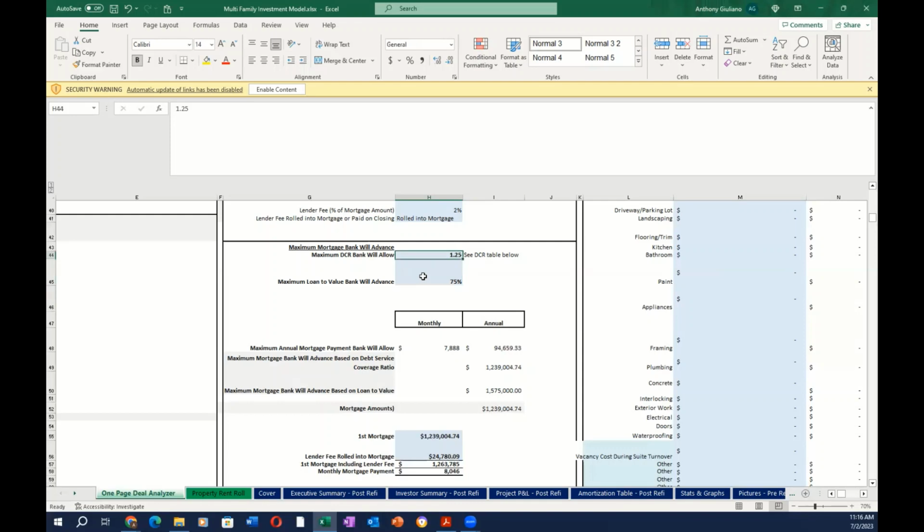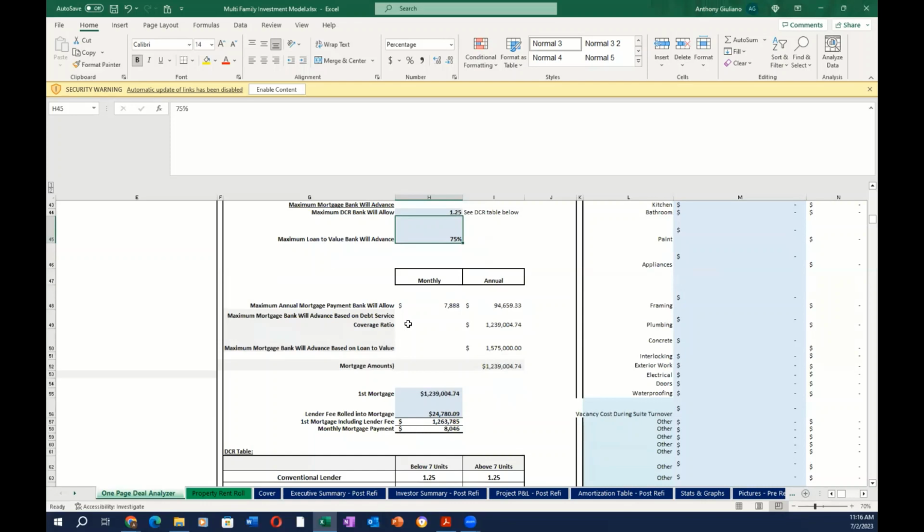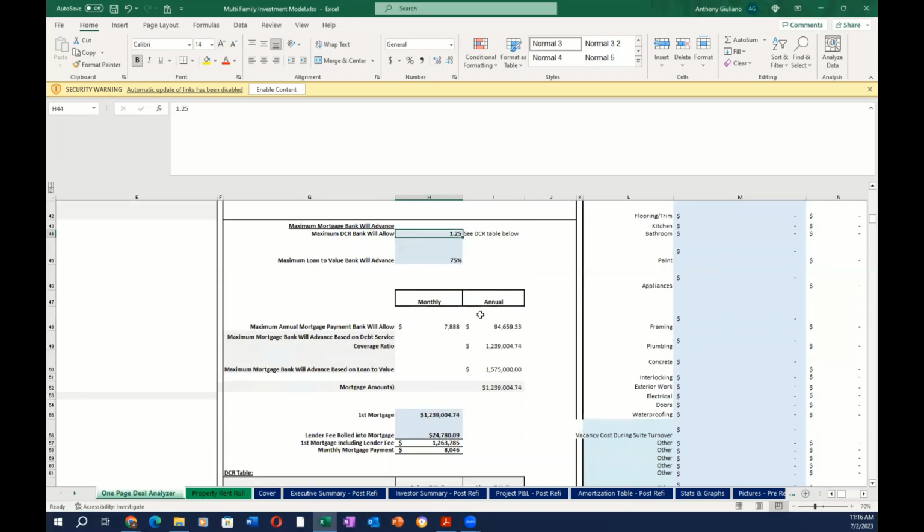So there is a bit of override you can do here to get that to where you want it to be. But I like to have this in here because it really shows me the true limitations of my loan. So in this situation, I've entered a 1.25 maximum debt service coverage ratio, and I generally know that the bank, to be conservative, will only advance me 75% loan to value.